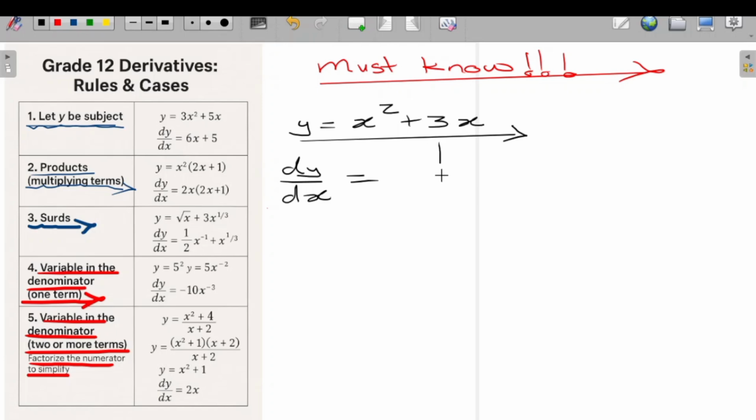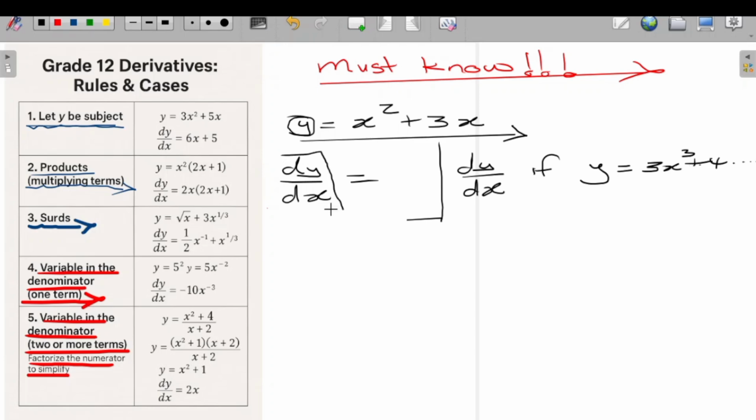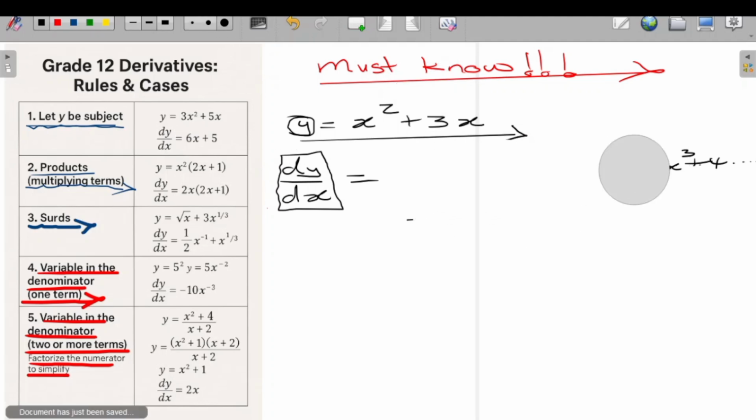And usually in most cases they say find dy over dx if y is equal to something, maybe 3x cubed plus 4, etc. So this is what it means when they give you your question in the form of y. Your answer has to have this dy dx. This means that you have derived with respect to x.